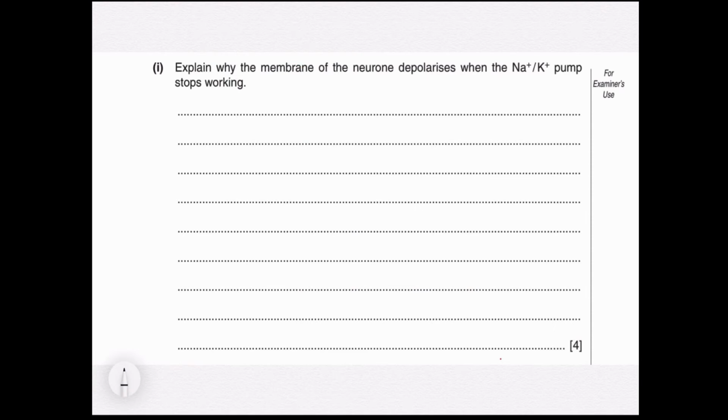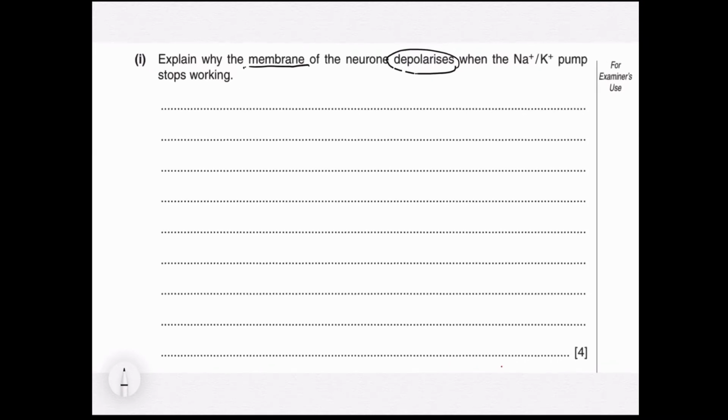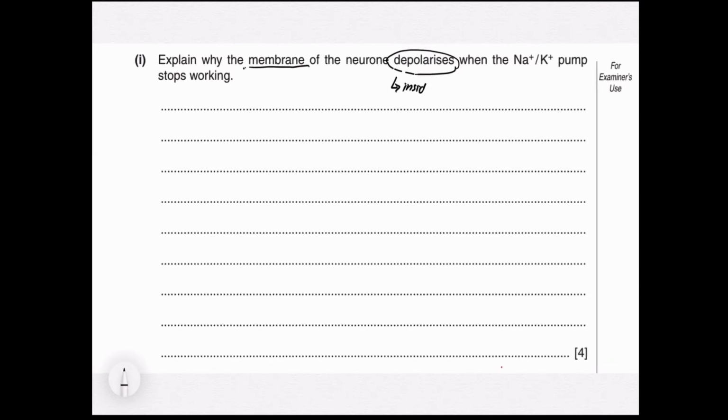So let's look at what is the expectation of the question. The question is asking why the membrane will actually depolarize when the sodium-potassium pump stops working. So you need to understand that depolarizes means inside becomes more positive. Now we need to understand what is the role of the sodium-potassium pump. So in a resting neuron, we know that inside is more negative and outside is more positive.